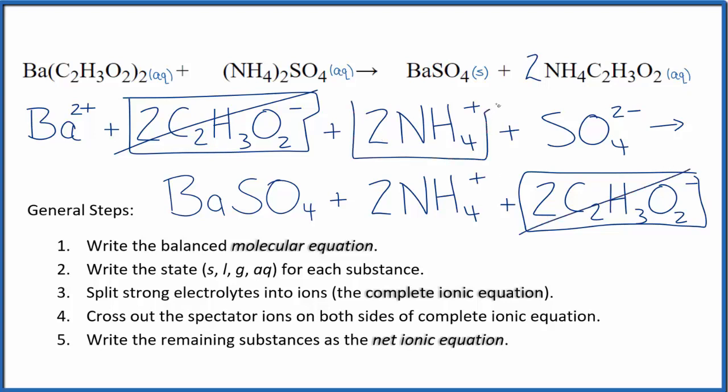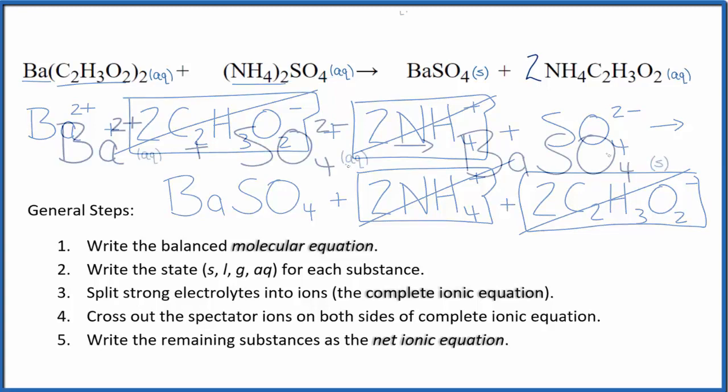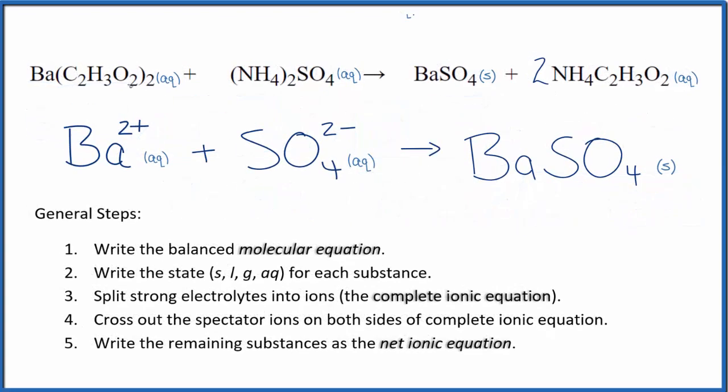Two ammonium ions. Again, in the products, two ammonium ions. Cross them out, spectator ions. What's left, that's the net ionic equation for barium acetate plus ammonium sulfate. I'll clean it up, write the states, we'll have our net ionic equation. So this is the balanced net ionic equation for our barium acetate and our ammonium sulfate.